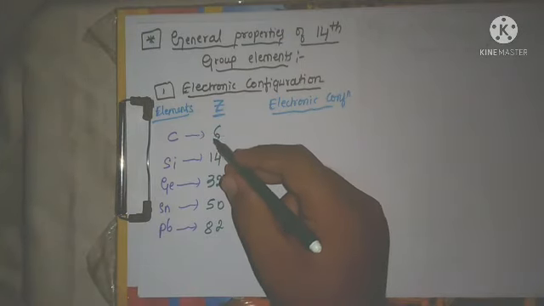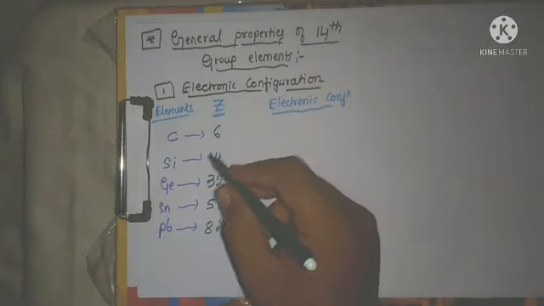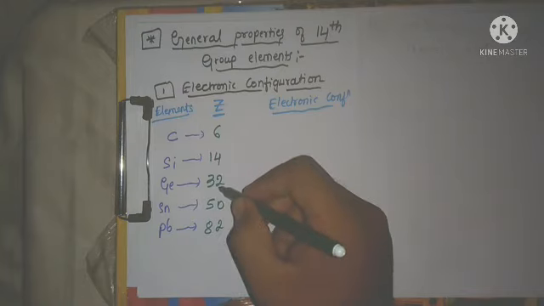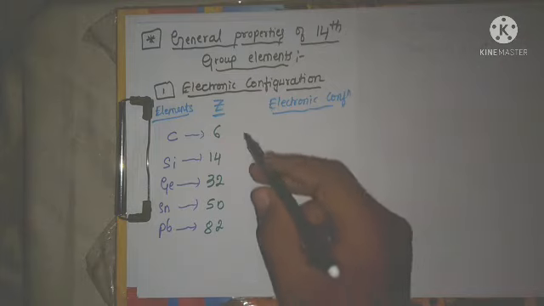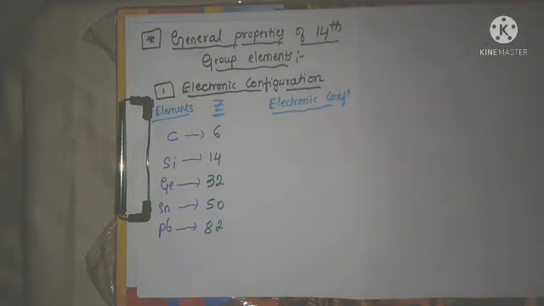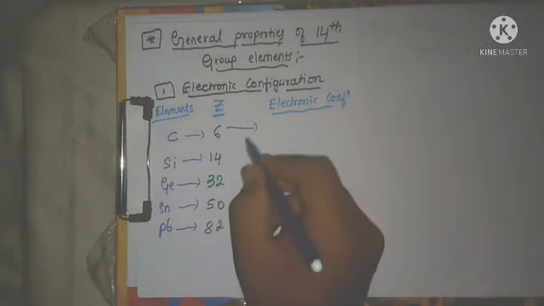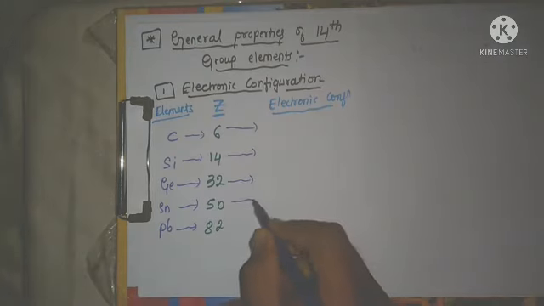Carbon atomic number is 6, right? Silicon atomic number is 14, germanium 32, tin 50, and lead 82. These are the atomic numbers of 14th group elements. Next we will discuss the electronic configuration. Now just check here the electronic configuration of these elements.